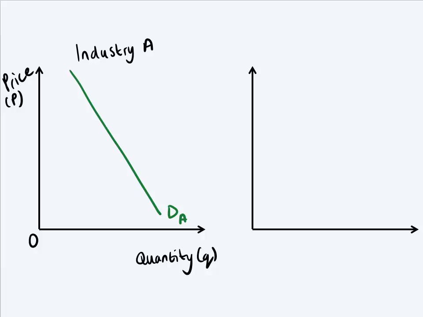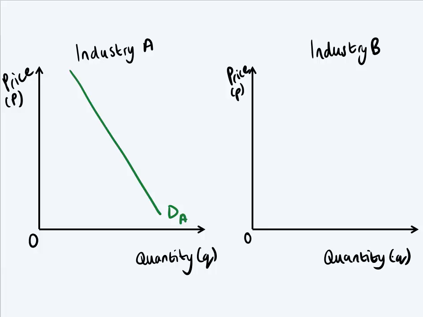Now there's another industry as well, same thing. It's called industry B. It also has a price on this vertical axis and quantity, measured in Qs. However, this industry is a bit different in the sense that it doesn't have such a steep demand curve. It has a much flatter demand curve. This we call a relatively elastic demand curve. What's important is that the one is very steep, the other is very flat.